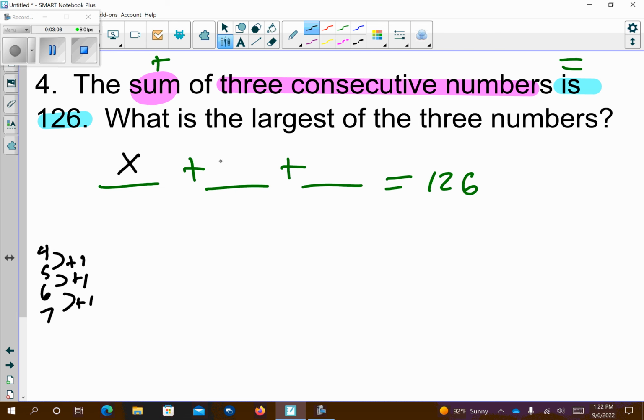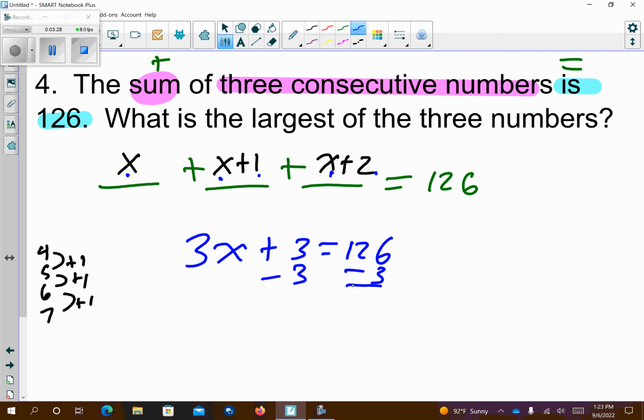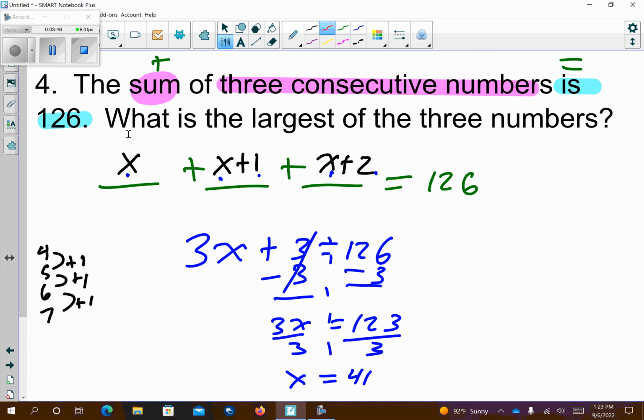Okay, so if the first number is x, that means this next number has to be x plus 1. We have to add 2 to this, so x plus 2. And then we can combine our like terms. So we have x, x, and x, that's 3x. 1 and 2 added together is 3. Subtract 3. Those cancel. And then I'm going to get 3x equals 123. Divide by 3. 123 divided by 3 on your calculator gives me 41. So the first number is 41. Add 1 to that, I get to 42. Add 2 to 41, I get to 43. And note, we want the largest number, so my largest number is 43.